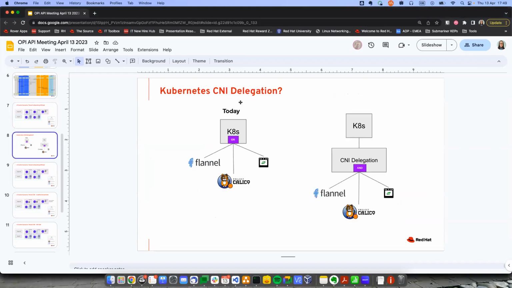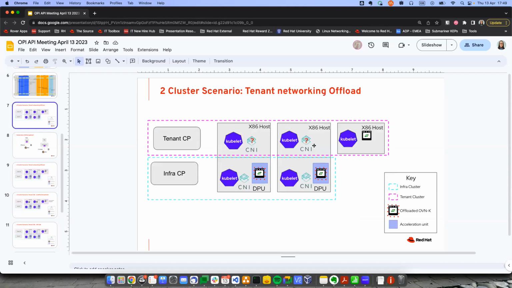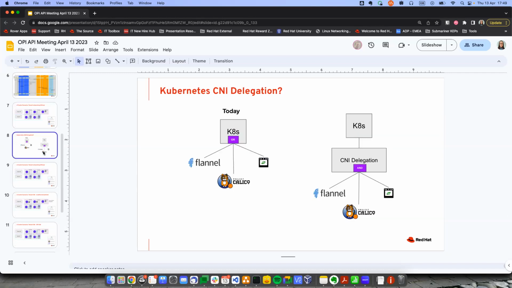Now, the challenge with Kubernetes today is that you can only use one CNI to accomplish one level of functionality. You can use multiple CNIs in a cluster, but the CNIs have to be doing different functionalities. So one of them could be doing network policy, and the other could be doing the plumbing I just spoke about. But two different CNIs can't be doing the same work, which poses a problem if we want to use something different on these hosts versus the non-DPU enabled hosts.